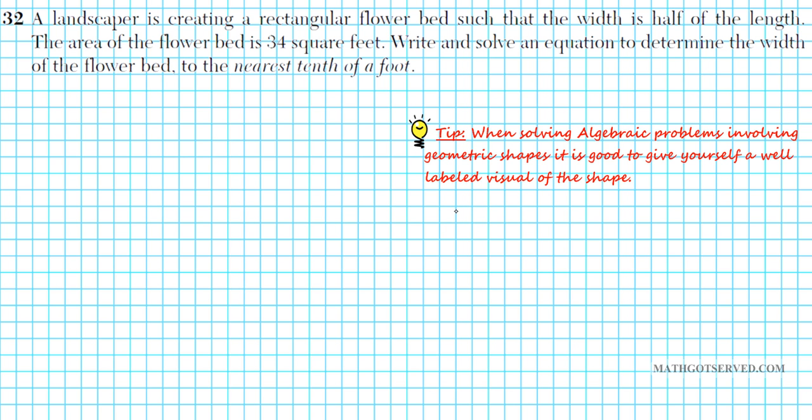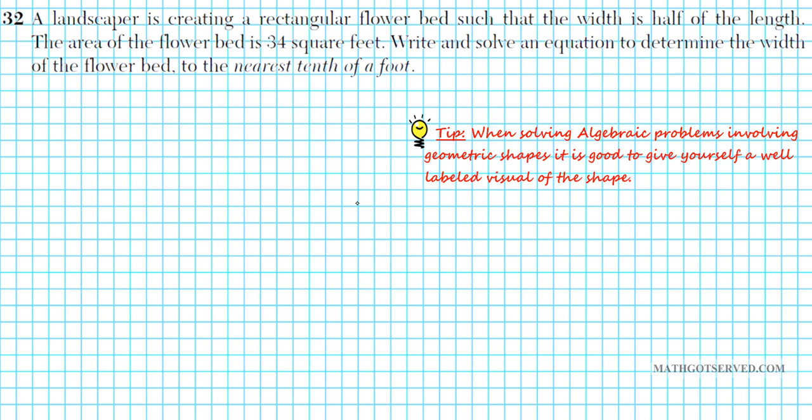All right, let's take a look at problem 32. It reads, a landscaper is creating a rectangular flower bed such that the width is half of the length. The area of the flower bed is 34 square feet. Write and solve an equation to determine the width of the flower bed to the nearest tenth of a foot.